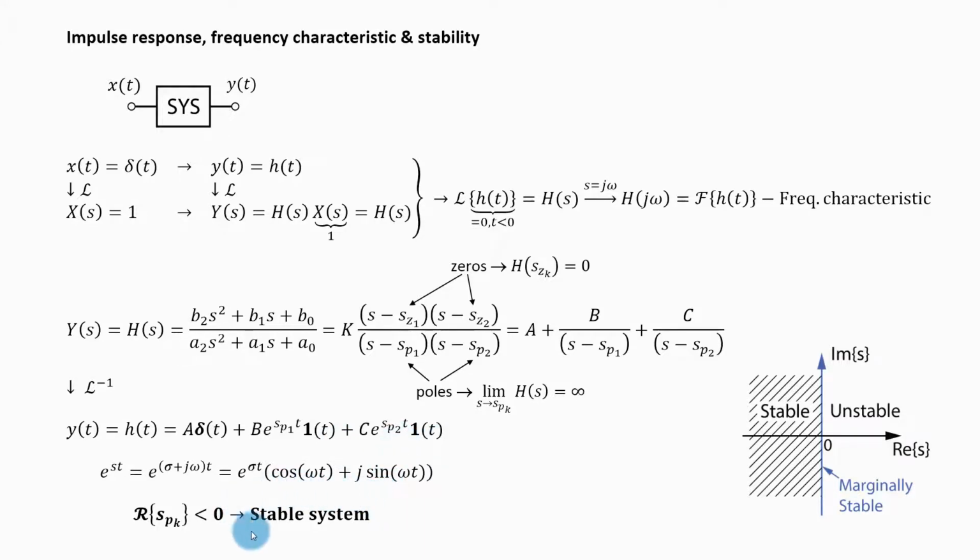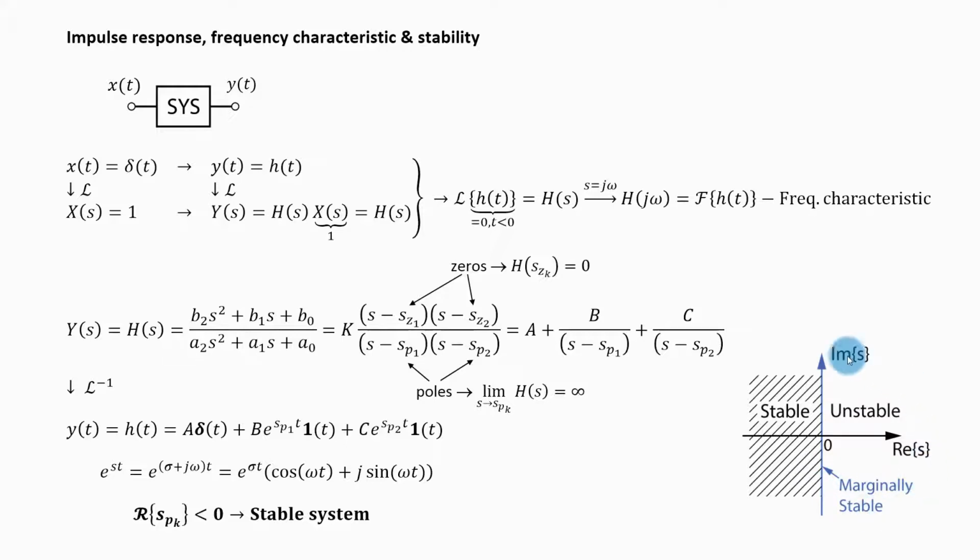Therefore, for the system to be stable, the poles of the transfer function need to have their real part negative. So when you plot the poles of the transfer function into a complex plane, and they fall into the left-hand side of the complex plane, where the real part is negative, the system will be stable. However, if only one pole falls to the right-hand side of the complex plane, the system will be unstable. If the poles fall on the imaginary axis, the system will be marginally stable.